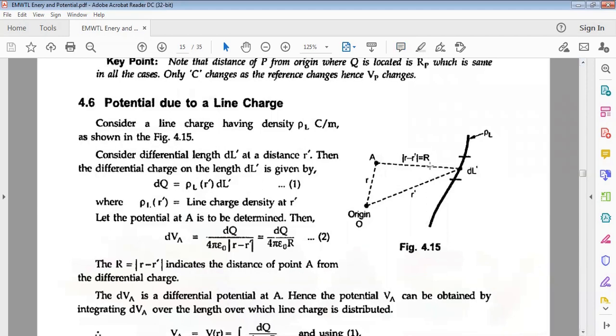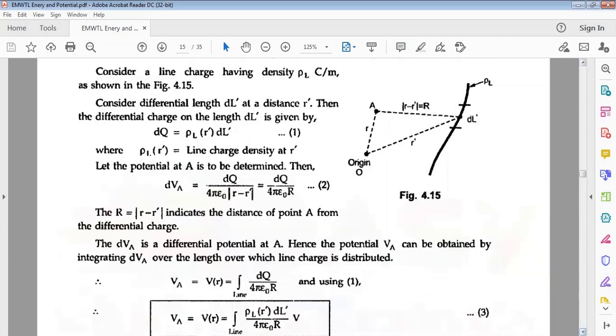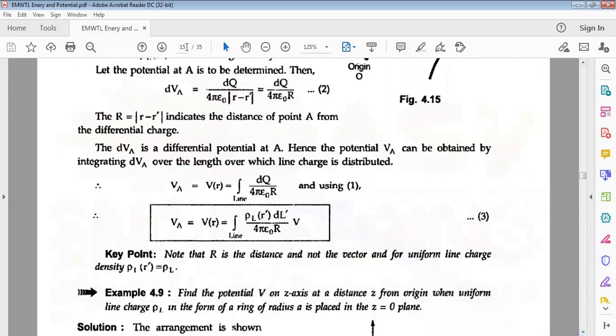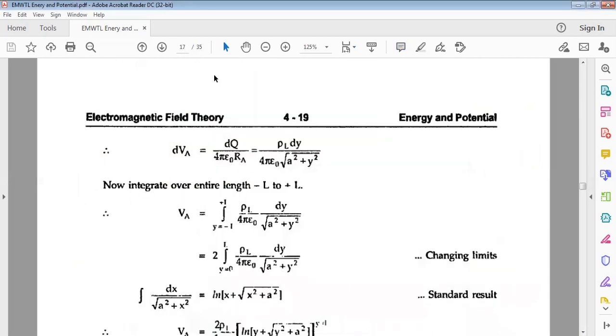Potential due to the line charge. So next we can see the potential due to the surface charge.